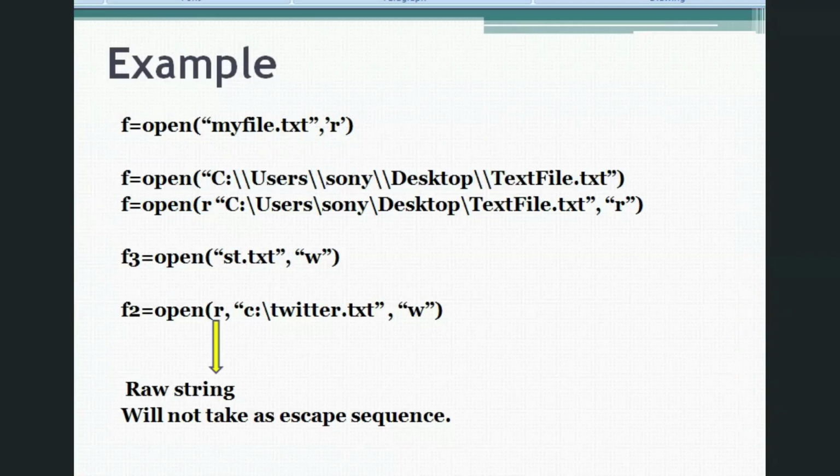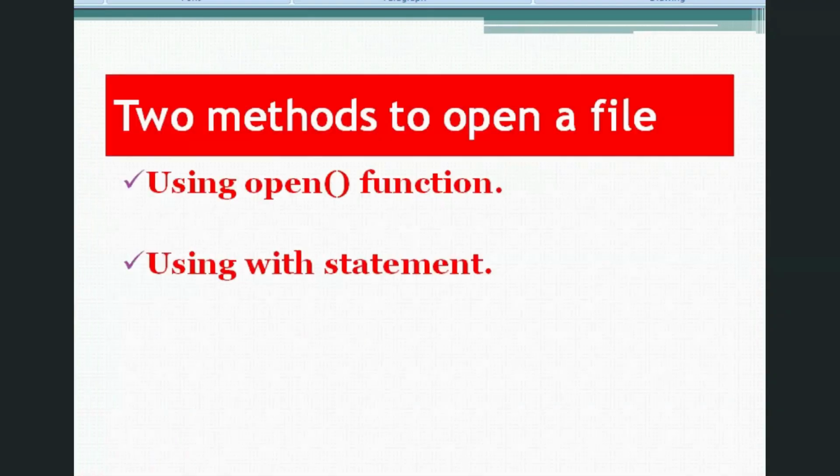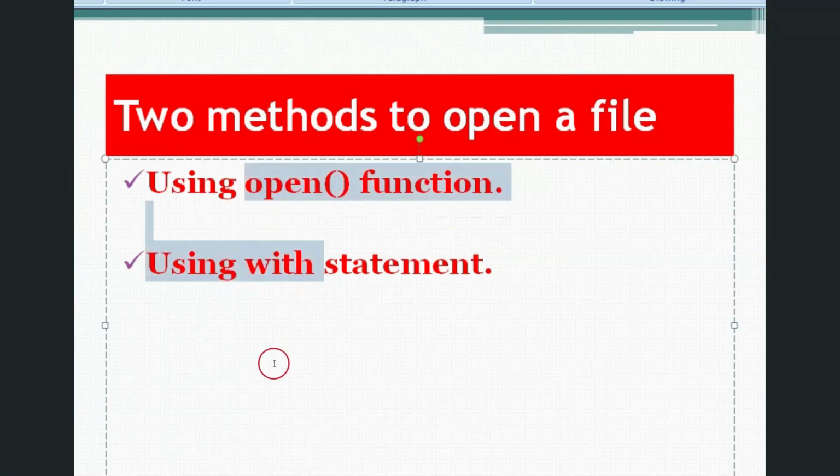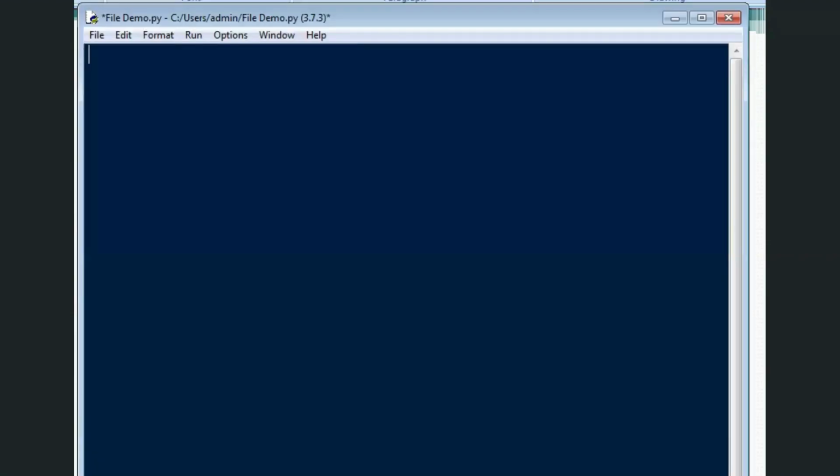And another method is by using the with statement. Okay, so let me teach you these two methods in the practical part. I'm going to open the Python interactive mode, and I have saved my file name as filedemo.py. Whenever we save Python files, you should save them with the extension .py. Okay, so now we'll see the first method.